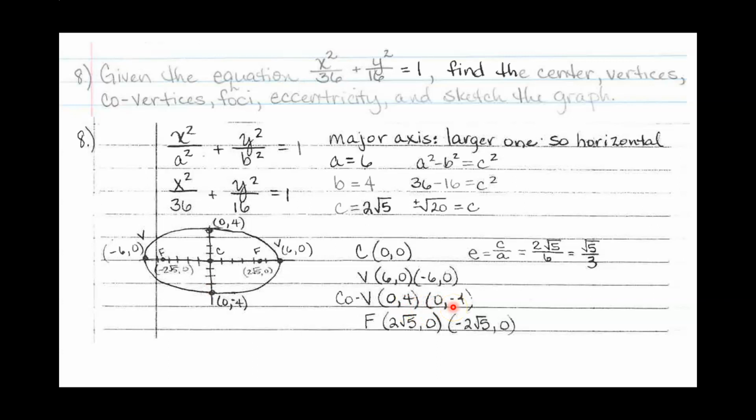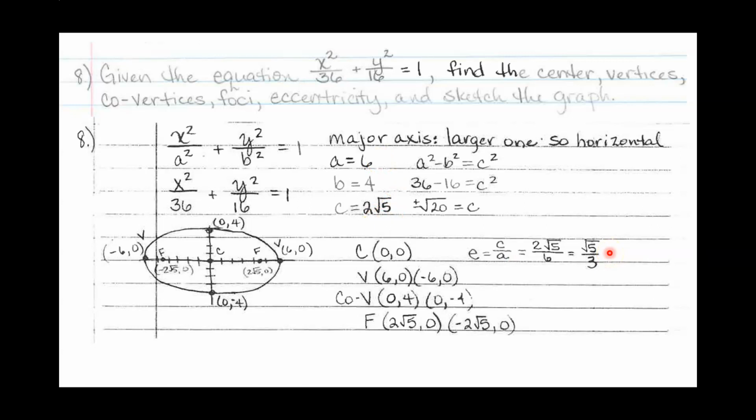Then my foci. For my foci, they are always on the major axis. So since major axis was horizontal, my c value is 2 square roots of 5. So I'm going to start right here at my center, and I'm going to go forward 2 square roots of 5, and I'm going to go backward 2 square roots of 5 to get my 2 foci. And then my eccentricity is just my c value divided by my a value. So 2 square roots of 5 divided by 6 is going to give us the square root of 5 over 3.